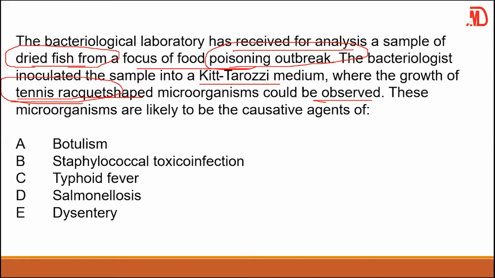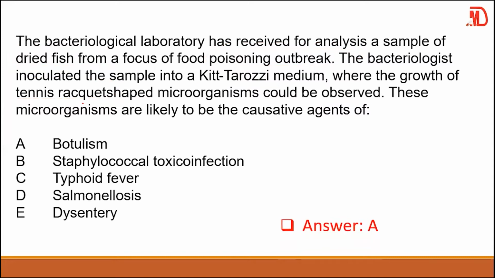So over here, we are looking at what? At botulism as our answer, with the causative agent being what? Clostridium botulinum. All right. Now, apart from the appearance of a tennis racket shape, it can also be described as a drumstick. So here, our answer is botulism. Don't worry, microbiology is not a lot. We'll finish right now.